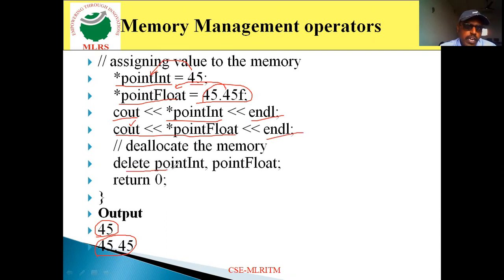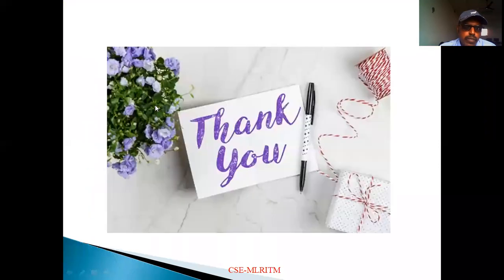Next, delete pointInt, delete pointFloat. That indicates whatever memory I created earlier is going to be released by means of the delete operator. So when I use the delete operator, the memory will be released or deleted, which can then be used by some other applications. Then return 0, close brace. Successful program execution. Then the output will appear like this: 45 and 45.45. This is the way we use the memory allocation operators new and delete. Thank you.